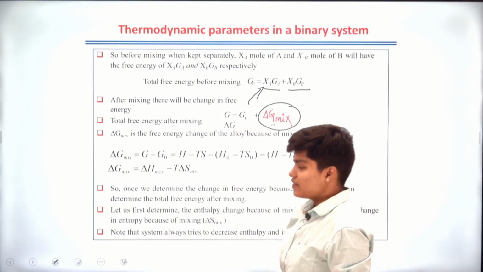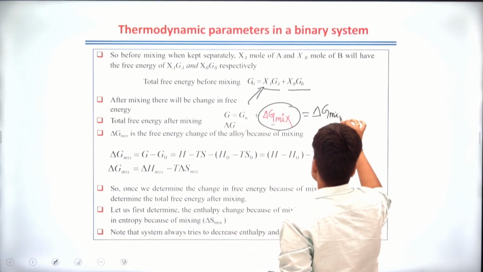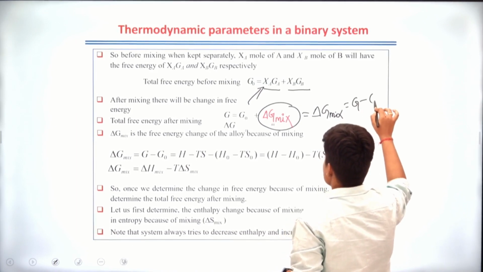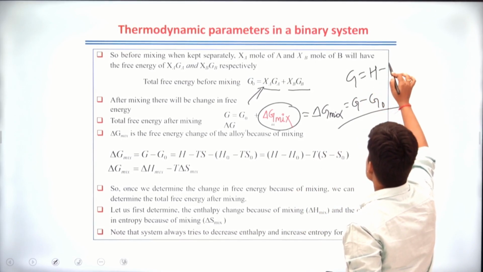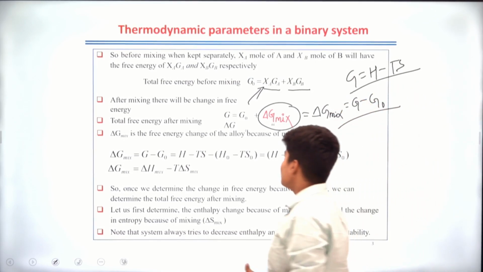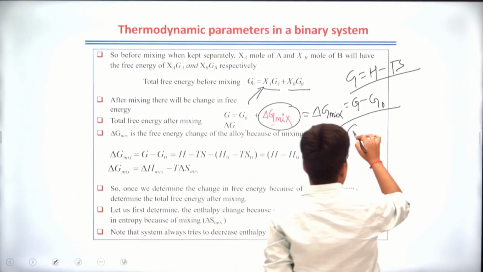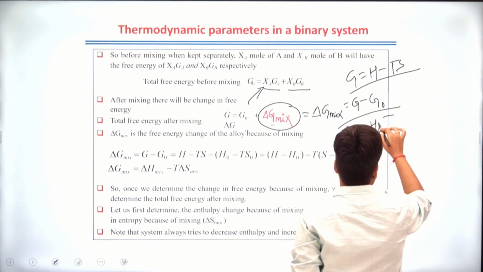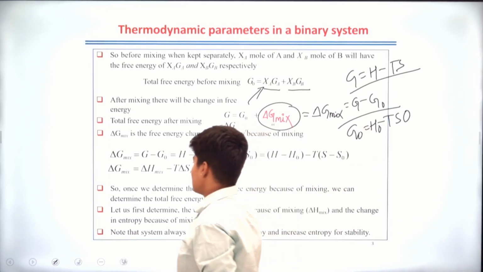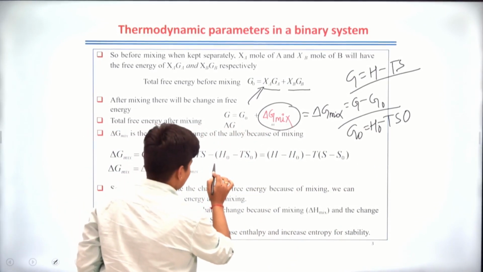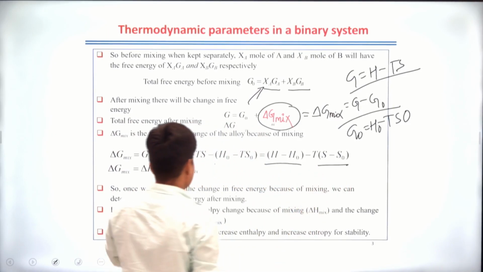Okay, first ΔG mix. From this equation we can derive ΔG mix will be G minus G naught, and we also know G is equal to H minus TS. So G will be H minus TS, and G naught will be H naught minus TS naught. T is kept constant. So ΔG mix, if you take the common terms, H minus H naught means ΔH mix, and S minus S naught means ΔS mix.